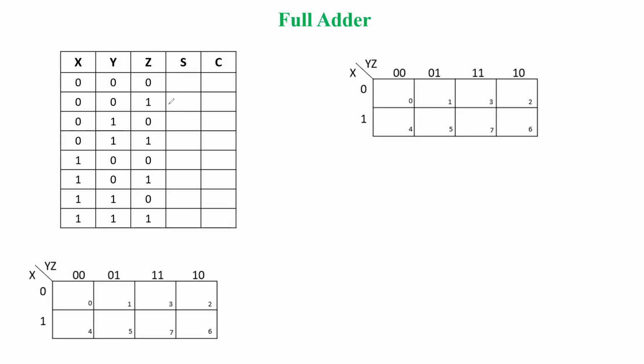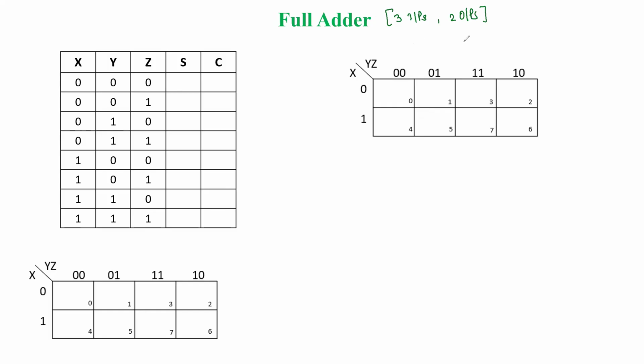Hello, for today our topic is the full adder. In the case of a full adder, we have three inputs. Out of three, two are the significant bits, and one is the carry, which we get from the addition of the two significant bits. And we'll have two outputs. One is the sum, another is the carry.